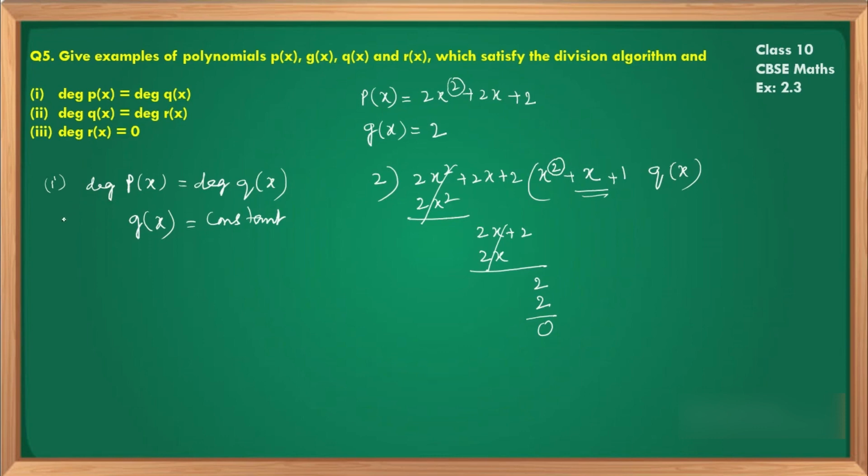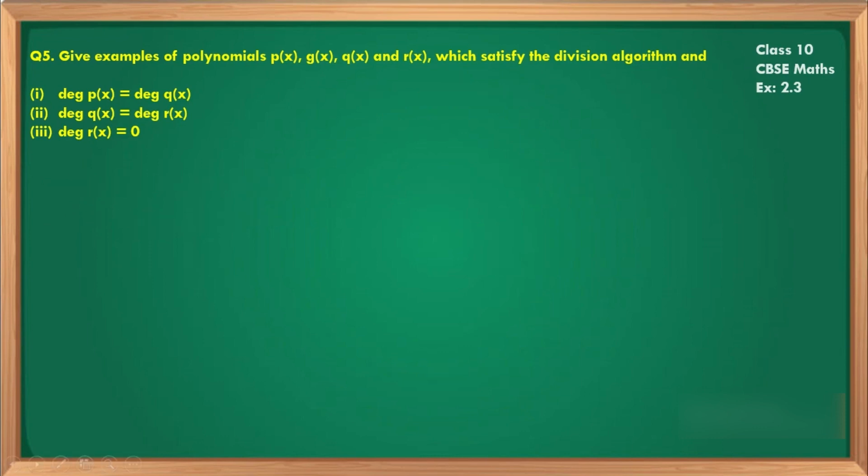Now we move on to part 2. In part 2, the degree of the quotient should be proved equal to the degree of the remainder. How do we do that? Let me write down one example for you. Whenever such a question is asked and we have to prove this in the algorithm, you must make sure that px should be equal to gx. In the sense, dividend and the divisor should be the same so that you get the quotient as a constant.